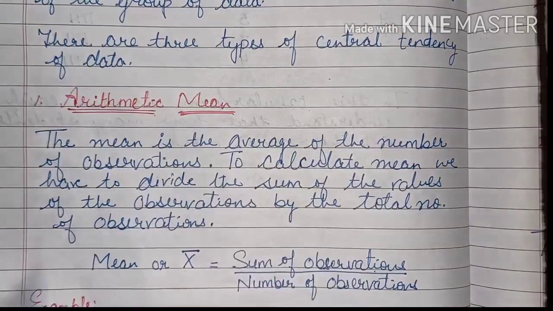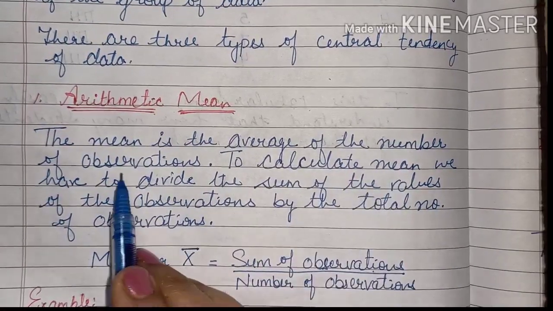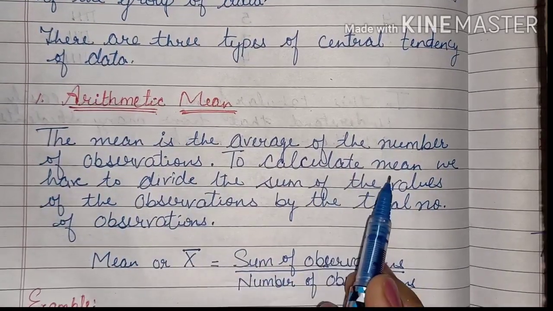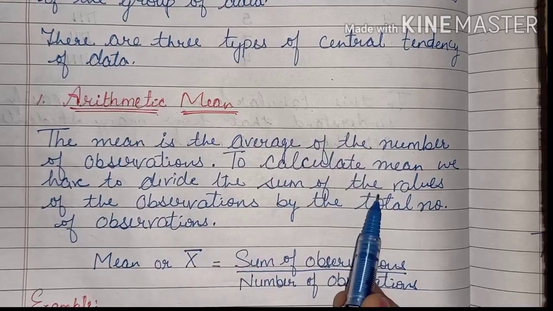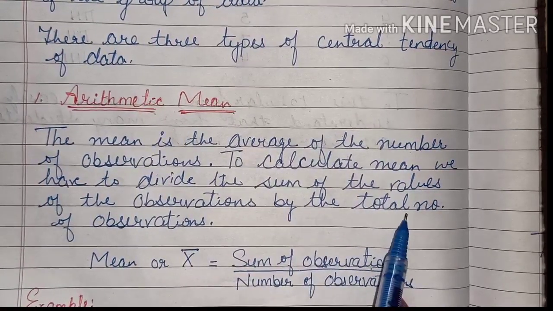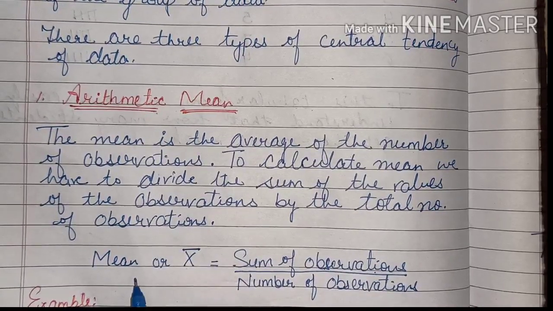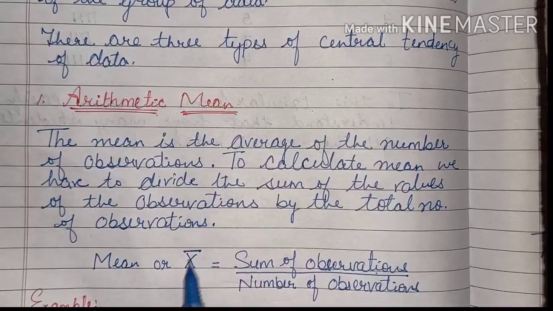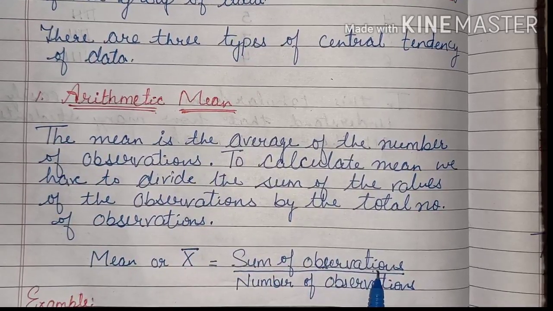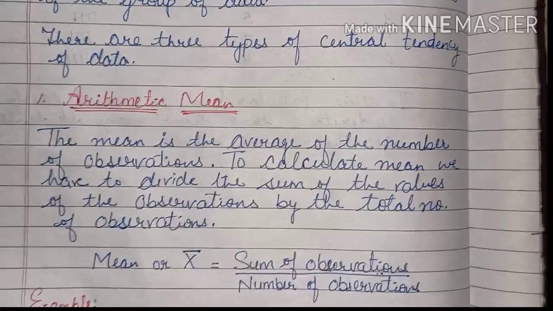First one is arithmetic mean. The mean is the average of the number of observations. To calculate the mean, we have to divide the sum of the values of the observations by the total number of observations. So in formula form we can write mean, or x bar, equals sum of observations divided by number of observations.